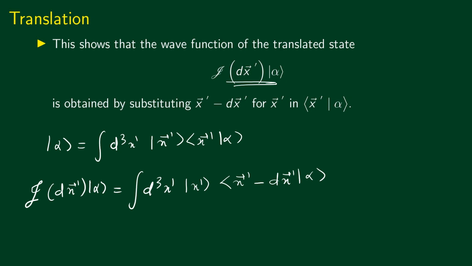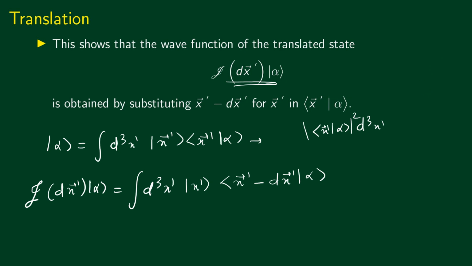So in this case, we say that the probability of measuring a particle in a small volume d cube x prime around the position x prime is given by the modulus squared of bra x vector prime, ket alpha, multiplied by d cube x prime. What is this? This is the probability of finding the particle in a small volume d cube x prime around the point x prime. So we are taking the point x prime and looking at the probability of measuring the particle in a small volume around this point.